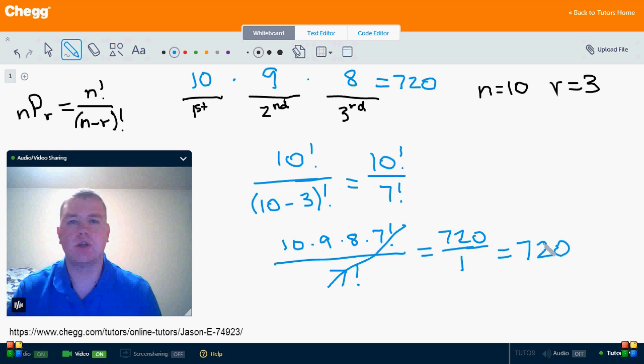So again, in terms of the original problem, that means there are 720 ways that 10 contestants can place either first, second, or third in a race. And that would be our answer, 720.